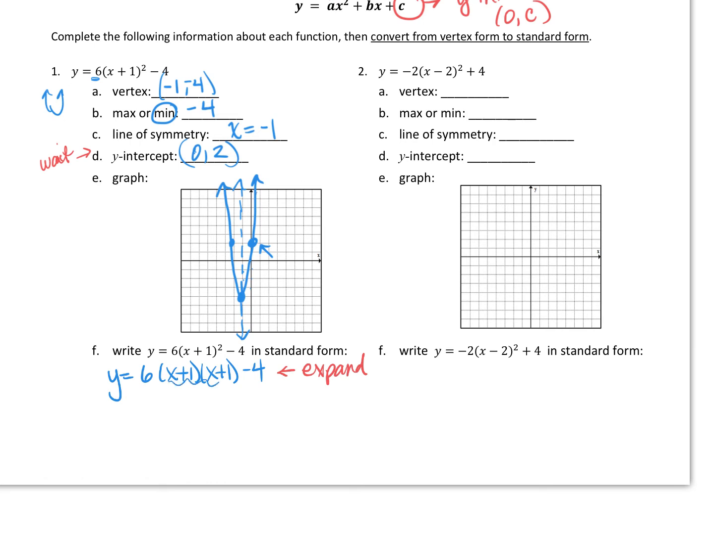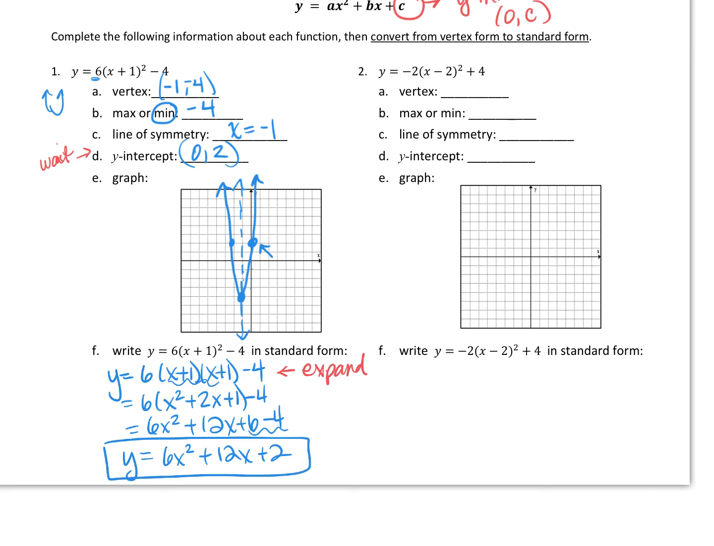Now I'm going to FOIL these two. So x times x is x squared plus x gives me 2x in the middle. 1 times 1 is 1 minus 4. I'm going to close that parenthesis. Now I want to distribute that 6. So I have 6x squared plus 12x plus 6 minus 4. Now I clean this up. And I have 6x squared plus 12x plus 2. There's my equation. Now notice, here's that y-intercept right there. There it is, 0, 2. We saw it on the graph, and now we can see it in the equation.